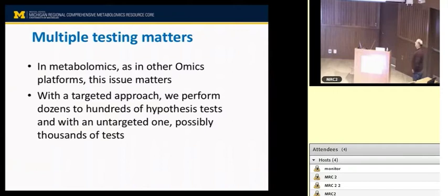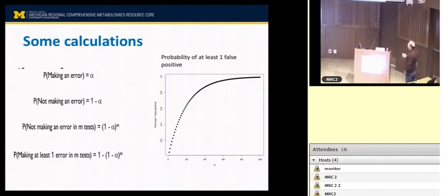What I'm trying to show here is that, at the end of the day, when you start running a lot of tests, this factor, because alpha is less than 1, is less than 1. So when you raise it to a power, this goes to 0. Essentially, the probability of making at least one error in M tests goes to 1. So after 80 tests, for sure, you are making errors.